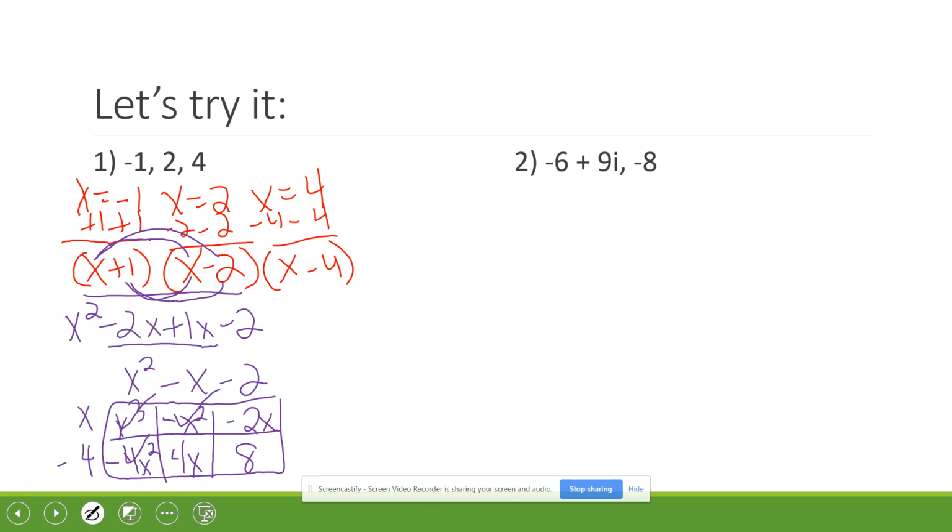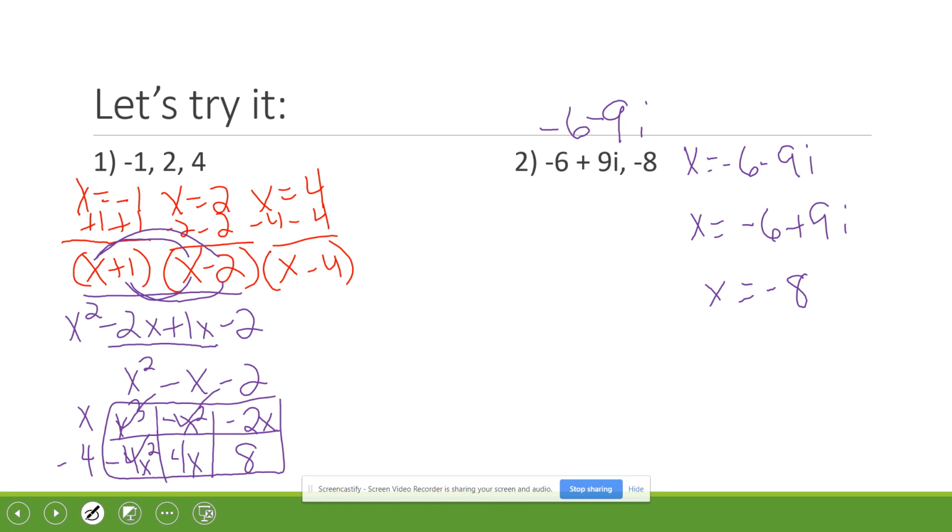All right, my second example. My very first zero that's sitting there has an i with it. So I'm going to start with writing the other conjugate, which would be -6 minus 9i. So we have x equals -6 minus 9i. x equals -6 plus 9i. And x equals -8.